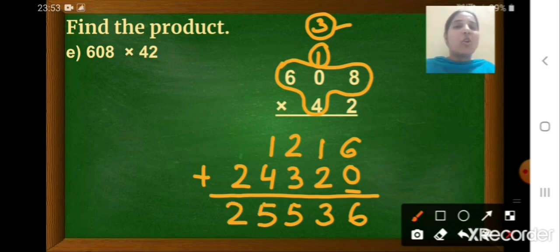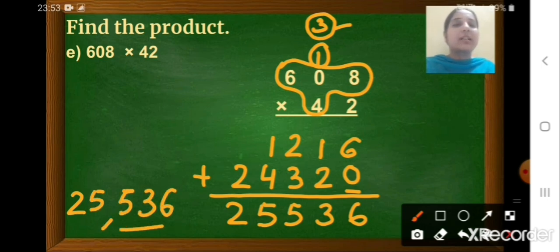So what is the product obtained here, children? It's 25,536. Okay, children? Now let's move to the next question.